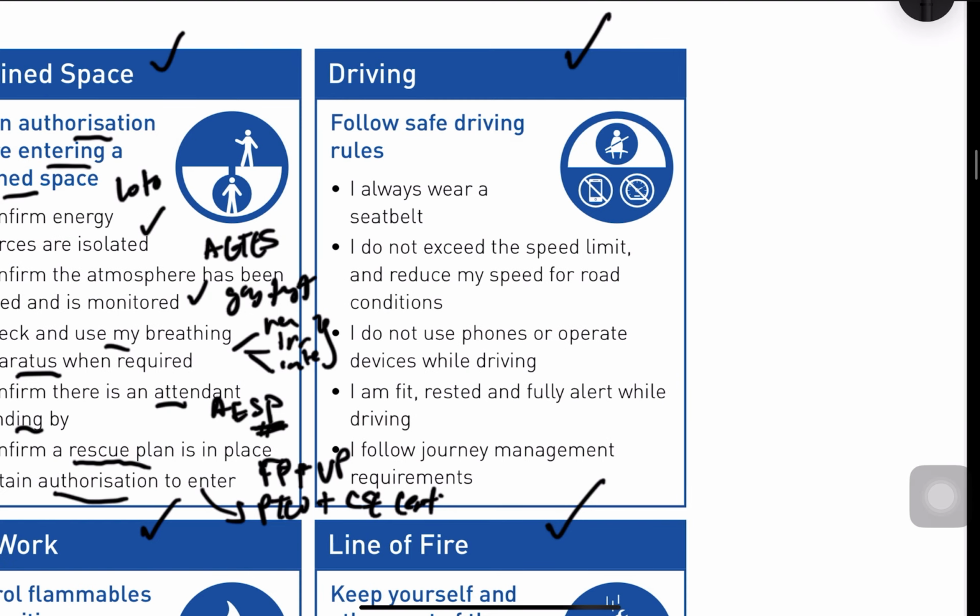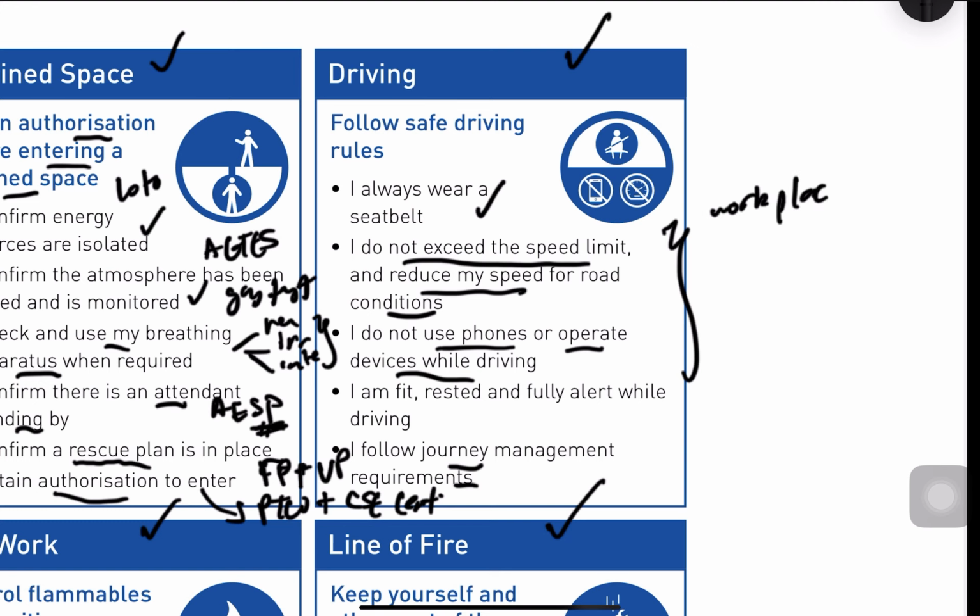Alright, next, driving. Follow safe driving rules. I always wear a seatbelt. I do not exceed the speed limit and reduce my speed for the road condition. I do not use my phone and operate devices while driving. I am fit, rested and fully alert while driving. I follow journey management requirements. So these are the common things that you want to follow whether you are at your workplace or at home.